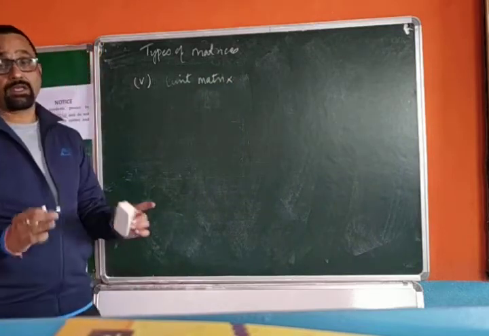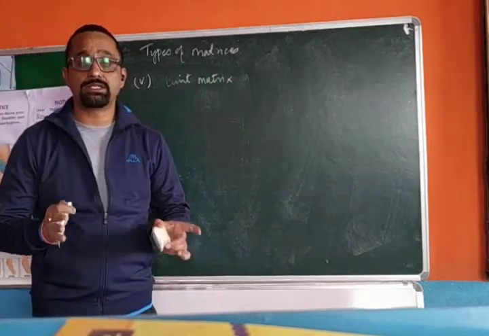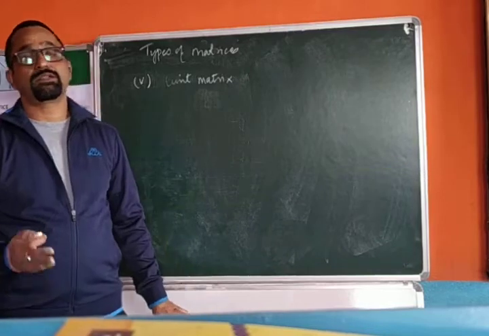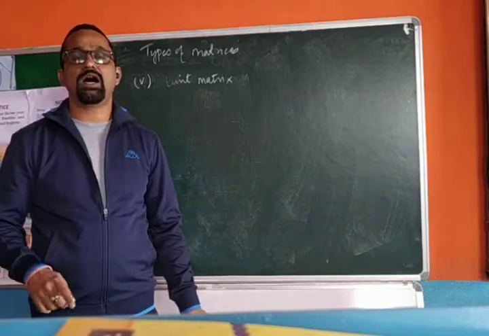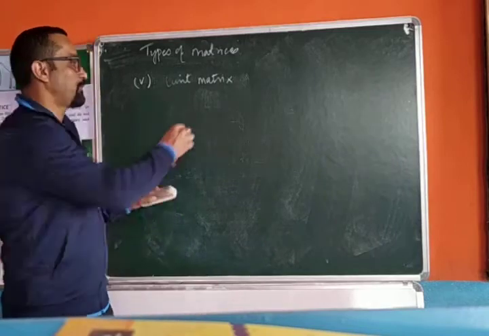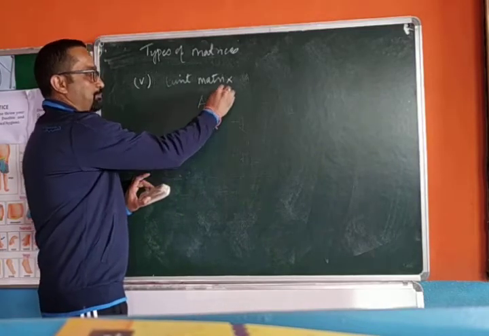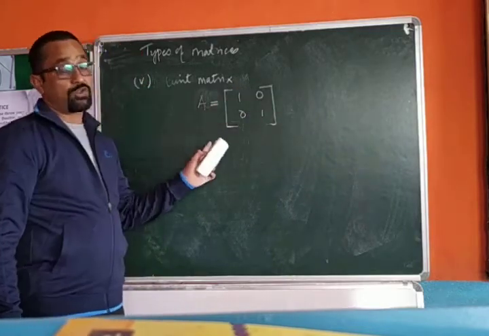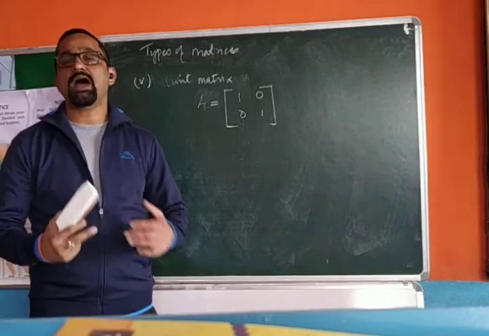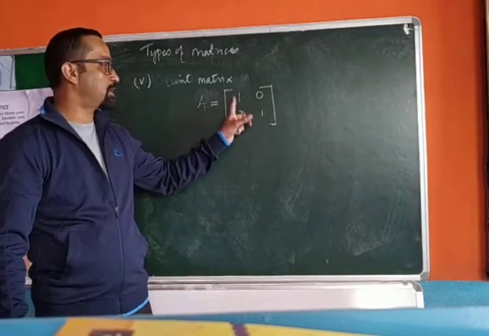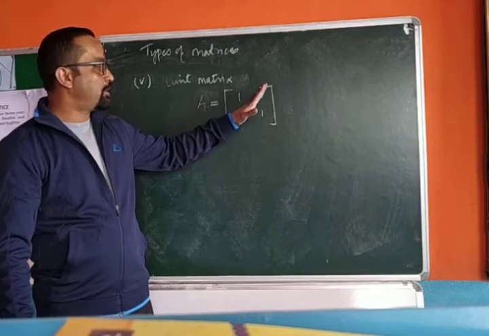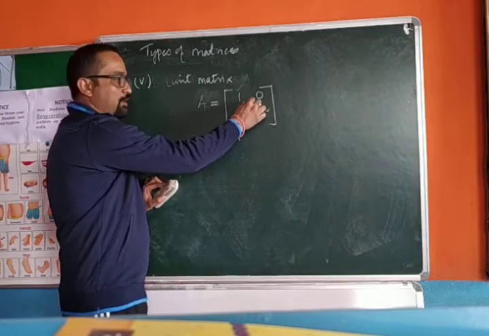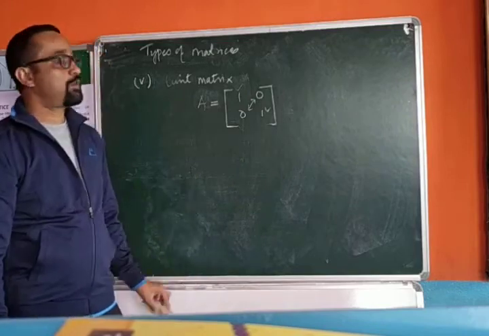Unit matrix. It has another name. It is also known as identity matrix. What is a unit matrix or identity matrix? It is a matrix whose diagonal elements are 1, unity. Let's consider example A: 1 0 0 1. The given matrix is called a unit matrix or identity matrix because diagonal elements are equal to 1 and other elements are equal to 0.